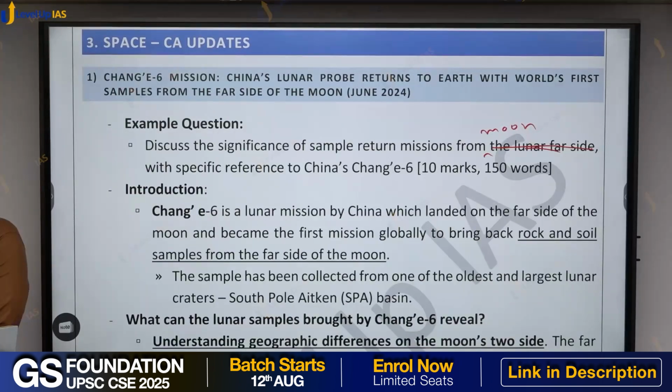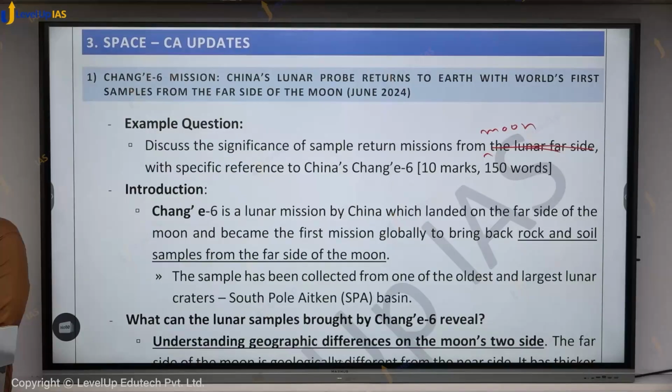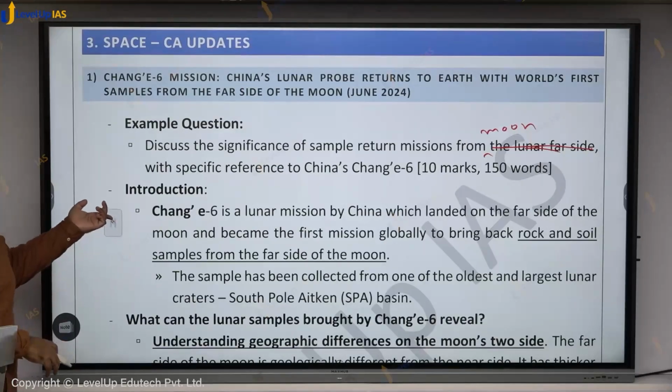Chang'e 4 had become the first mission to land on the far side of the moon. Chang'e 6 became the first mission to land on the far side of the moon and bring material back from there. अभी तक on Earth, no one had material from the far side of the moon. US had material from the near side of the moon. Russia had material from the near side of the moon. No one had material from the far side of the moon. So Chang'e 6 has become the first mission to bring rock and soil samples from the far side of the moon. Got it?